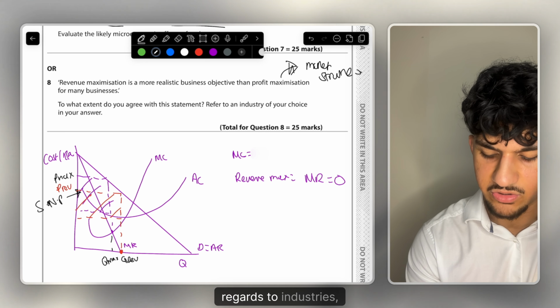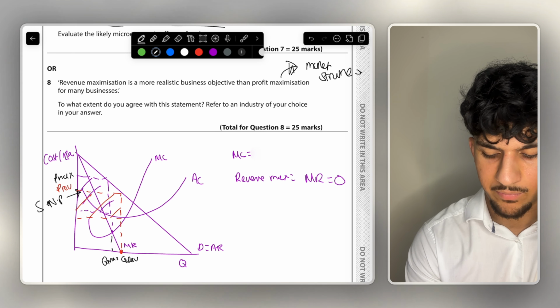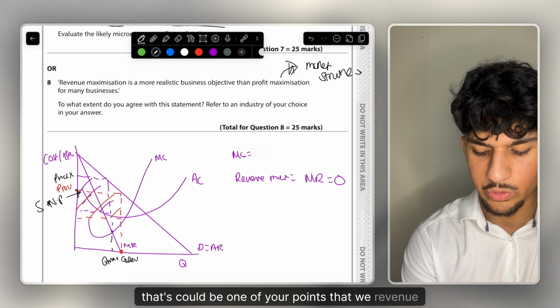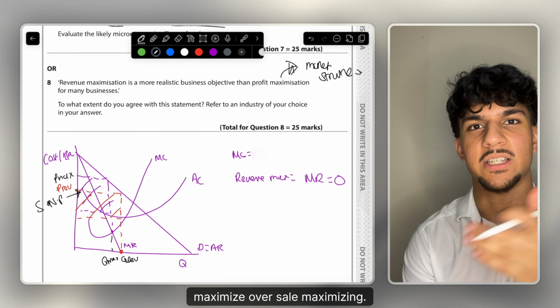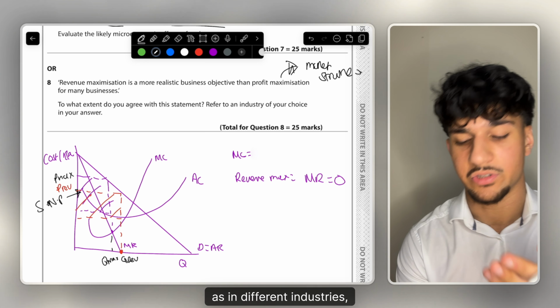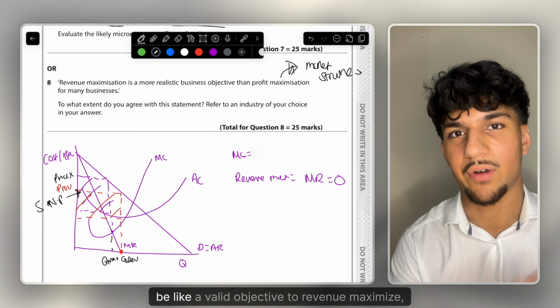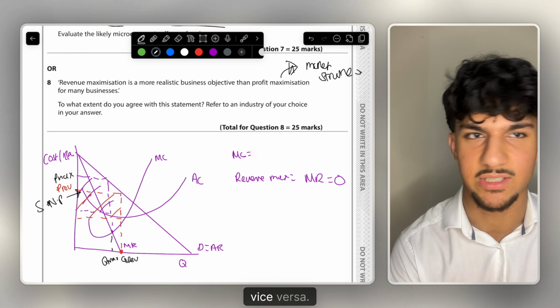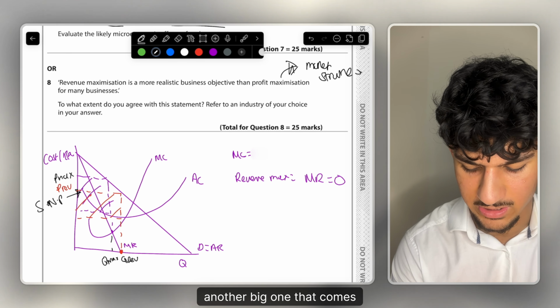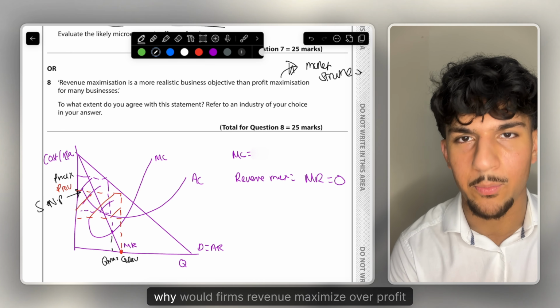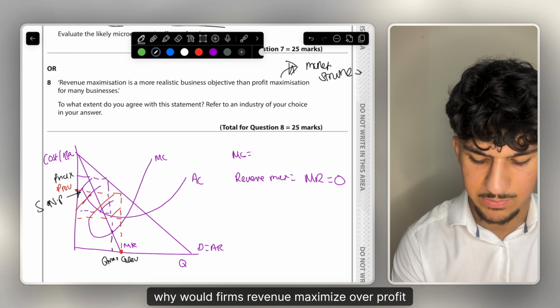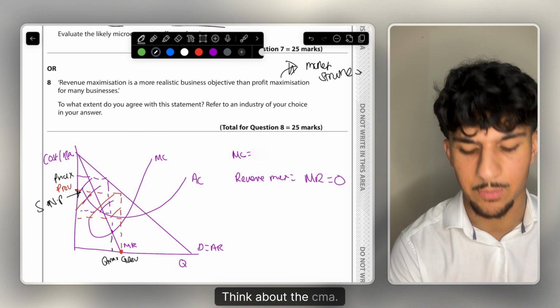And with regards to industries, that could be one of your points, that we revenue maximize over sales maximizing depending on the industry. As in different industries, it may be impossible to profit maximize, and it may be a valid objective to revenue maximize, vice versa. And another big one that comes to mind when you're thinking about why would firms revenue maximize over profit maximizing? Regulation. Think about the CMA.